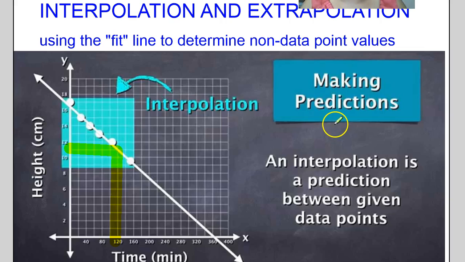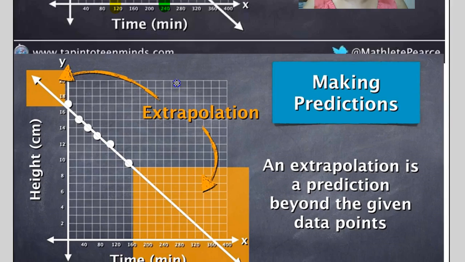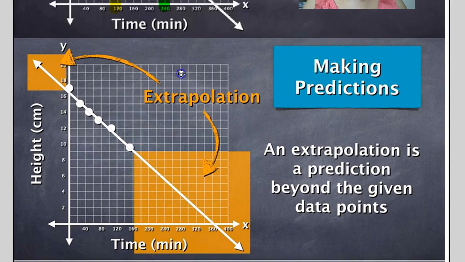So when we make a prediction within the range of the data points, even though it's not a data point itself, it's called interpolation. But what if we want to make a prediction about values that have no data points around them? Like, for example, if the minutes is 240 minutes. Well, then that would be called extrapolation. Extrapolation is very similar in the sense that we are still making a prediction, but this prediction is based off the fit line and points that are not in the data point range.